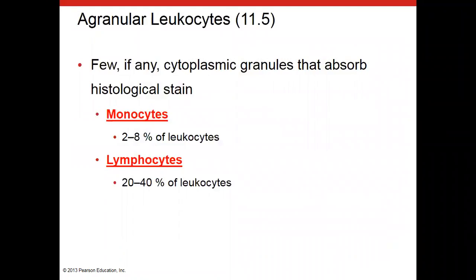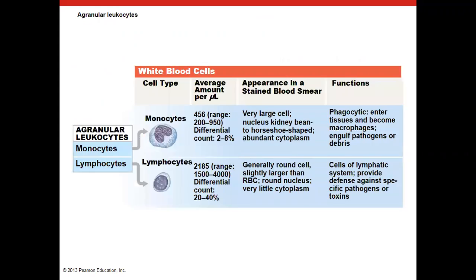So let's keep working. The agranular leukocytes are monocytes and lymphocytes. And we're going to talk about lymphocytes a lot in the next chapter, in chapter 13. They have zero, if any, cytoplasmic granules, so they don't absorb stain very much. And monocytes are huge. They're the biggest white blood cell with a big kidney bean-shaped nucleus. And then lymphocytes are about the same size as a red blood cell, and have a big nucleus. So there's just a little bit of cytoplasm that you can see there.